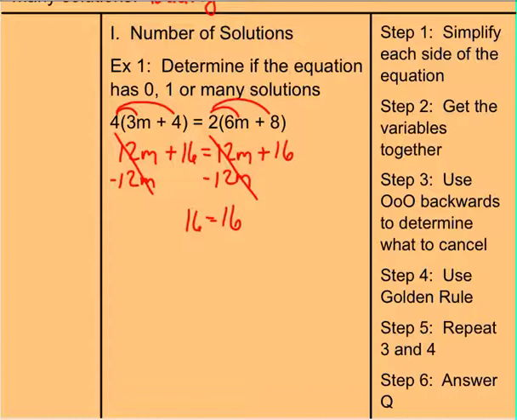Answer the question. Determine if the equation has 0, 1, or many solutions. The way that we do that is, if the variables cancel like they did on this one, and we're left with an equation that is true, such as 16 equals 16, our original equation has many solutions. It actually has an infinite number of solutions. Any number that you substitute in for m will make that equation true. You can substitute 1/2, you can substitute negative 364.528. Any number will make our equation true.